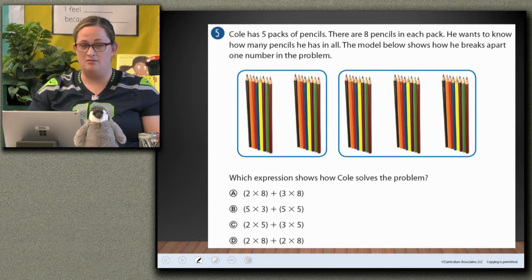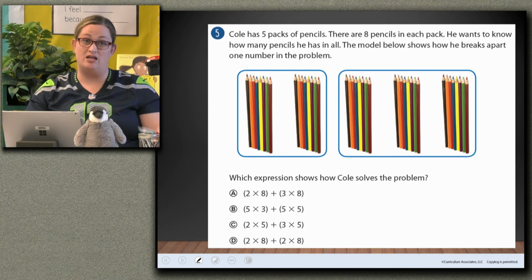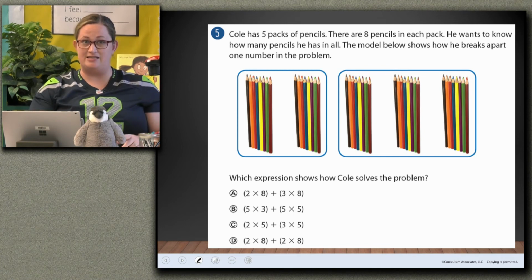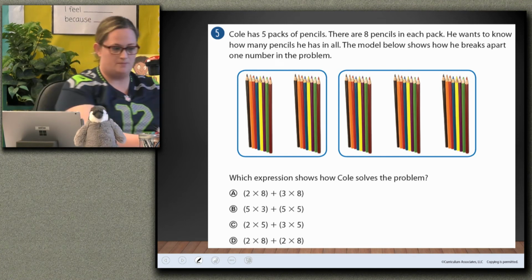I'm going to write mine. You're going to write yours. I'm going to give you 1 minute, and then we're going to share and see if we have the same answer.